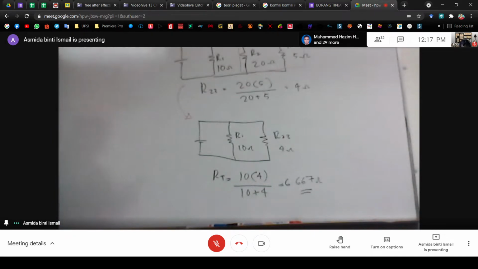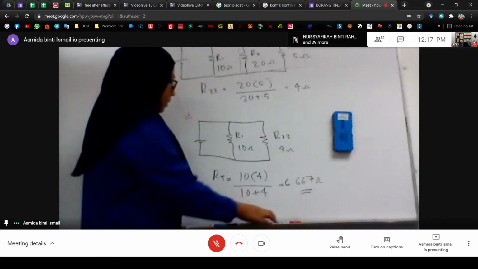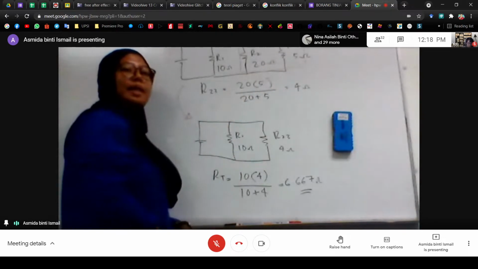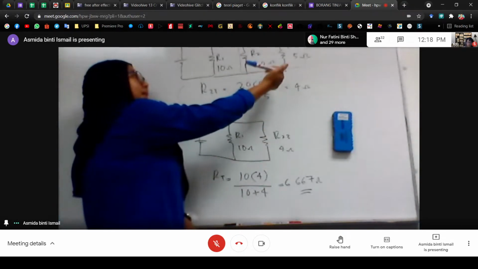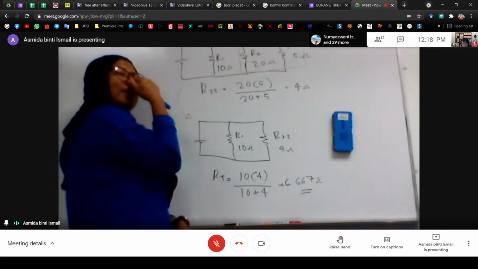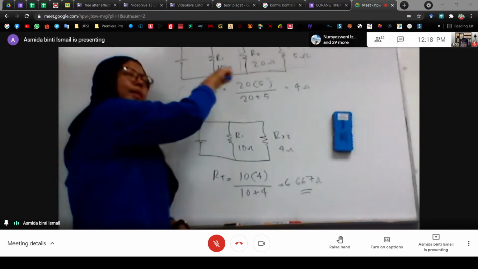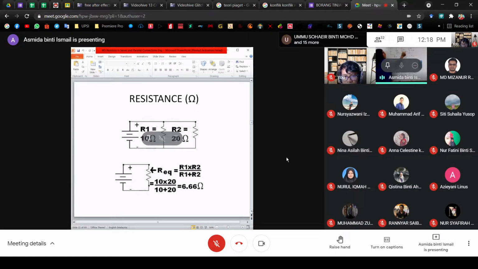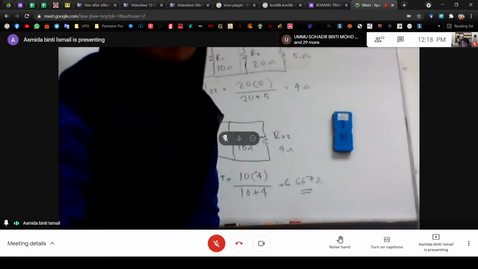Understand? Yes, ma'am. To simplify this, you must start from the back. Normally we don't look at the voltage source first; we simplify from the back, not from the front to the back. Let's look at another example.